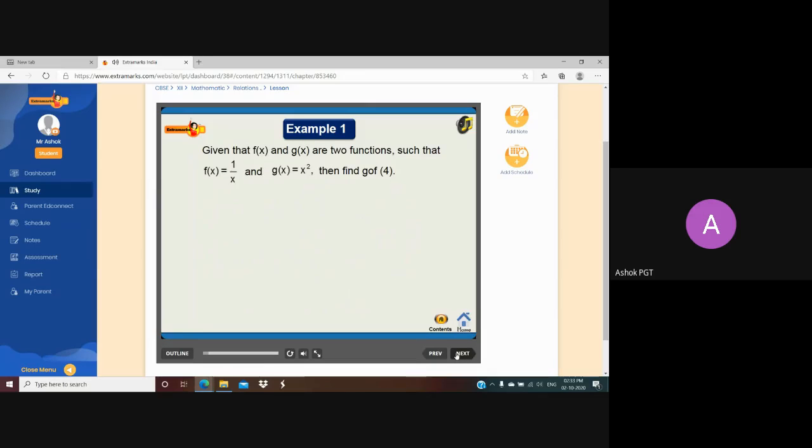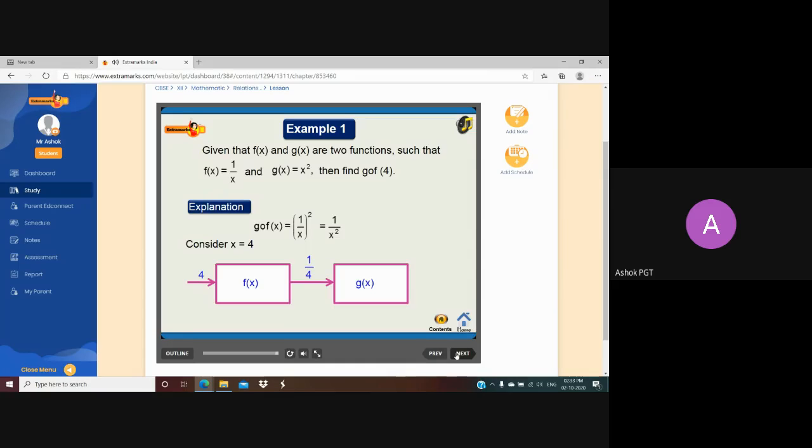Let us take an example to understand. Given that f(x) and g(x) are two functions such that f(x) is equal to 1 upon x and g(x) is equal to x squared, then find the value of g of f of 4. Observe that the composition of f and g is equal to 1 upon x whole squared, or 1 upon x squared. Now for x is equal to 4, the composition of g of f of 4 is equal to 1 upon 16.